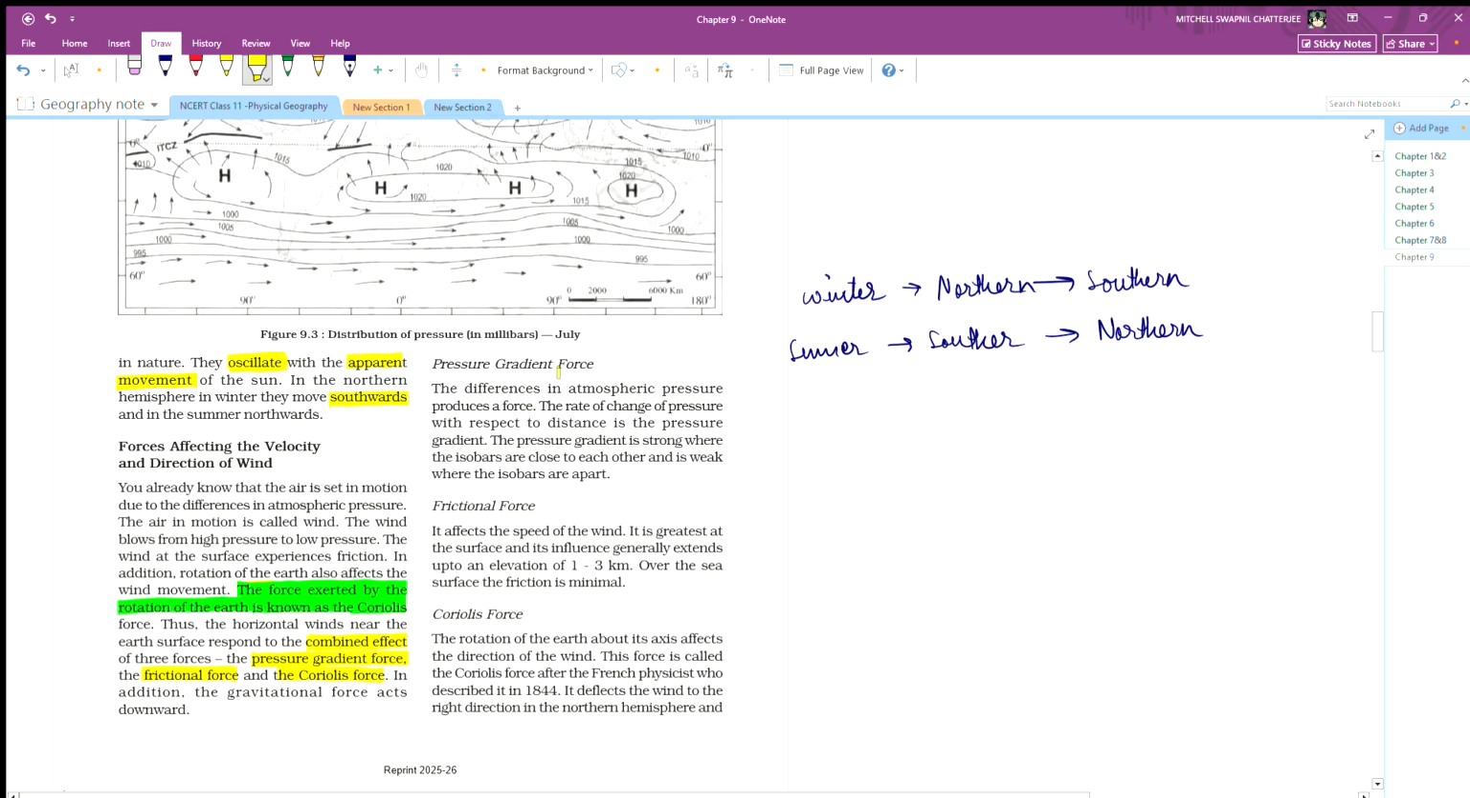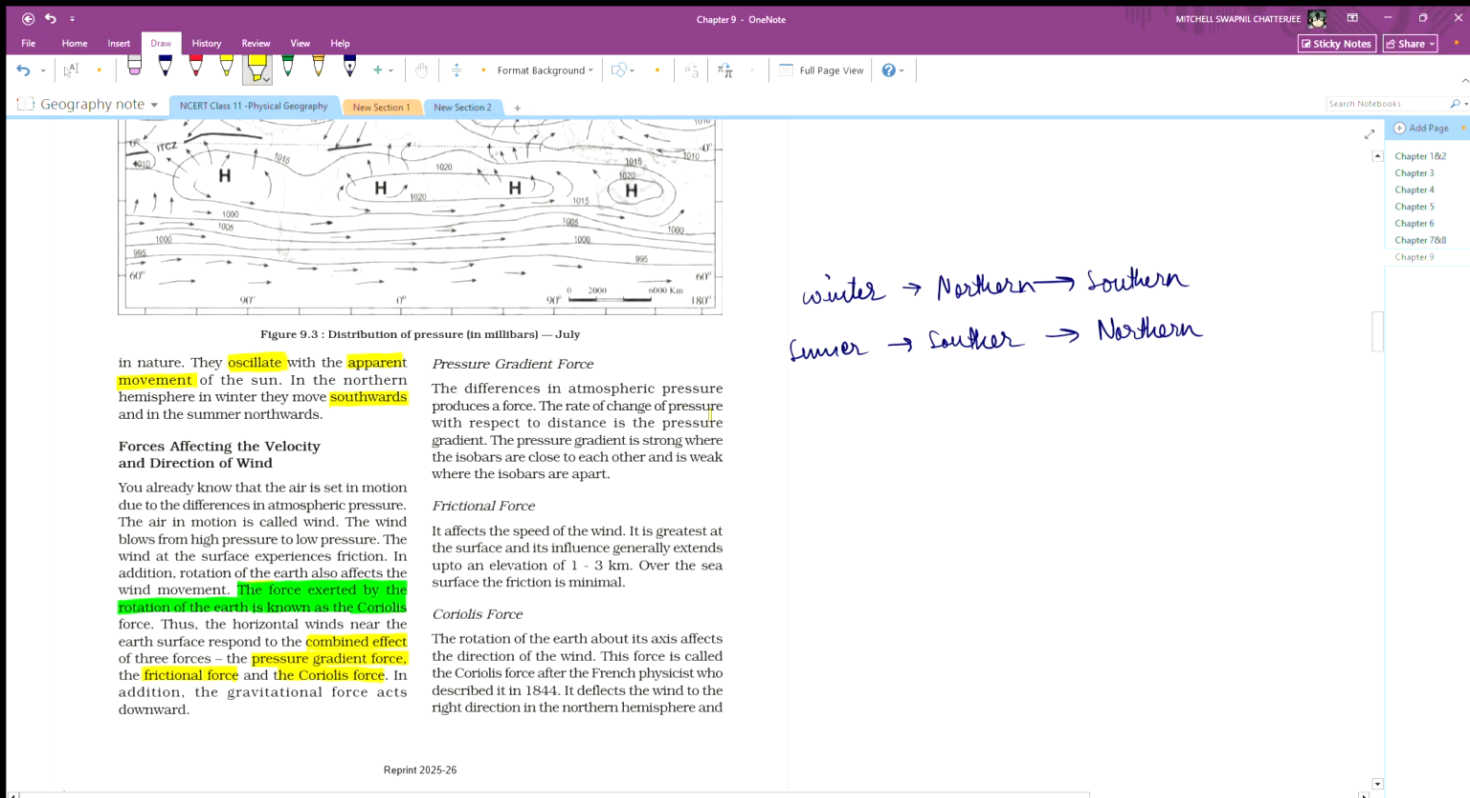Now the first one, the pressure gradient force, the first of the three forces combined. The difference in atmospheric pressure produces a force. So there is a difference in atmospheric pressure here and here, and this will produce a force. The rate of change of pressure with respect to distance.